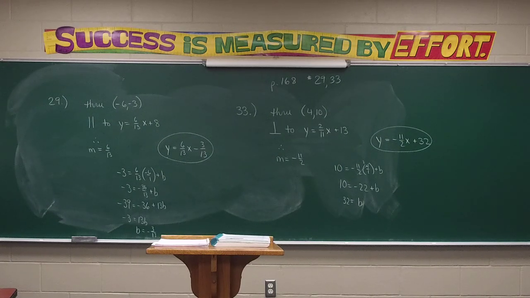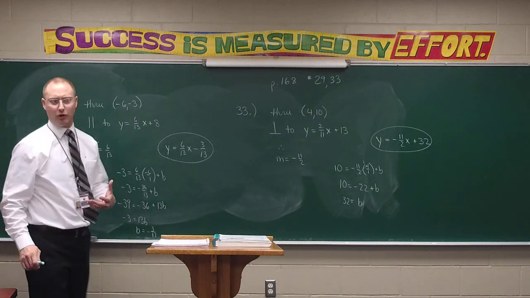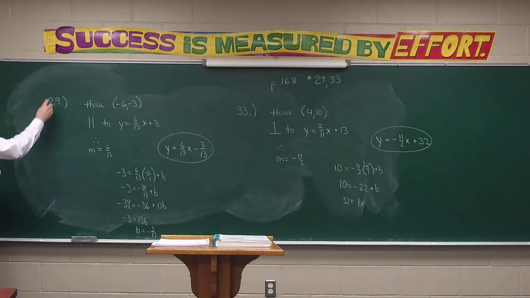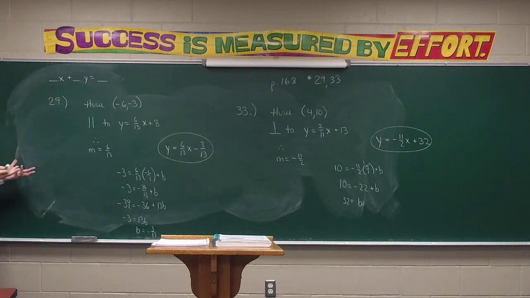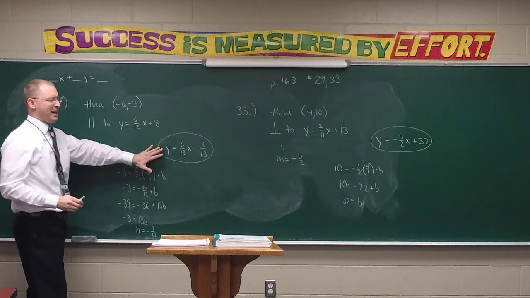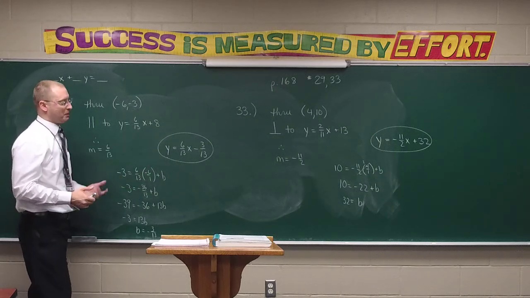For those in the classroom who can't, the book, if you'll notice the directions, it says write the answer in standard form. Standard form is something x plus something y equals something, okay, where there's no fractions. So if we wanted to make this standard form, and I'm not going to require that, we do slope-intercept form in this class, but if we wanted to do standard form, it'd be pretty easy.